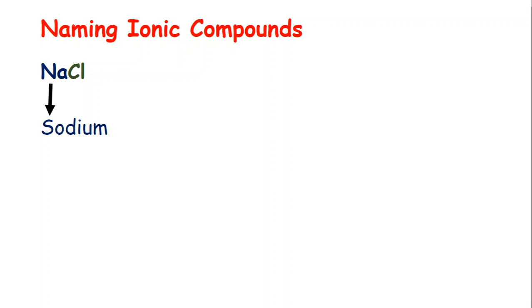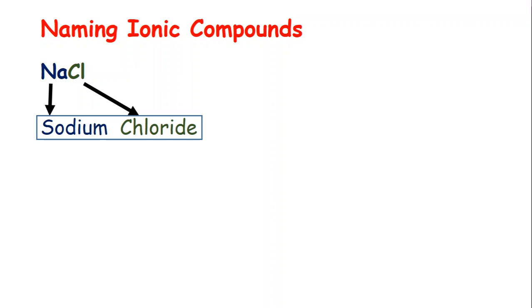Then we need to look up the element that has the symbol Cl. The element with the symbol Cl is chlorine, but that name is changed slightly and we are changing it to chloride. So the name of this compound is sodium chloride.